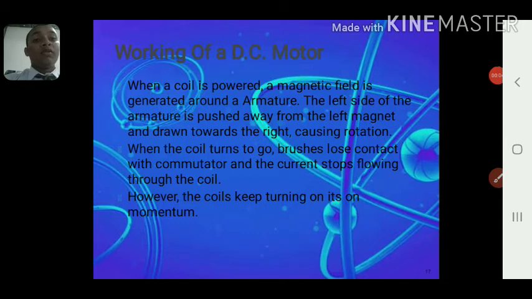Here the working of a DC motor is given. When a coil is powered, a magnetic field is generated around the armature. The left side of the armature is pushed away from the left magnet and drawn towards the right, causing rotation. When the coil turns vertical, the brushes lose contact with the commutator and the current stops flowing through the coil. However, the coil keeps turning on its own momentum.